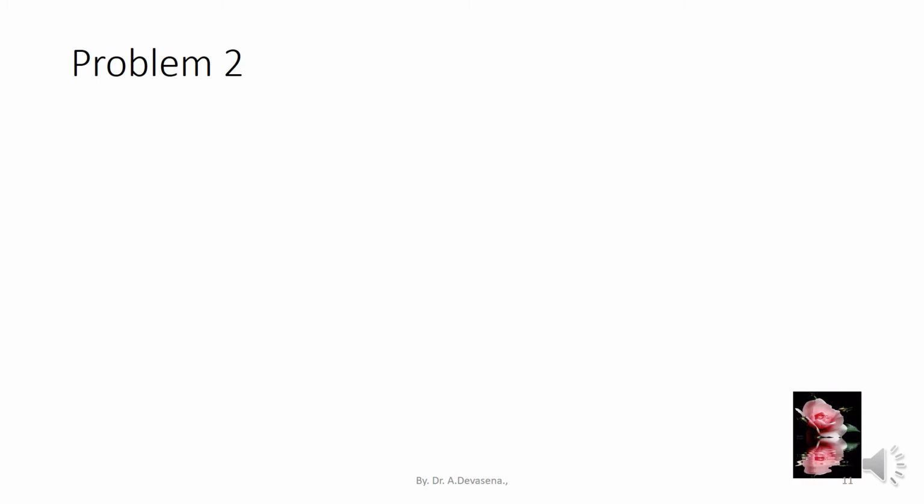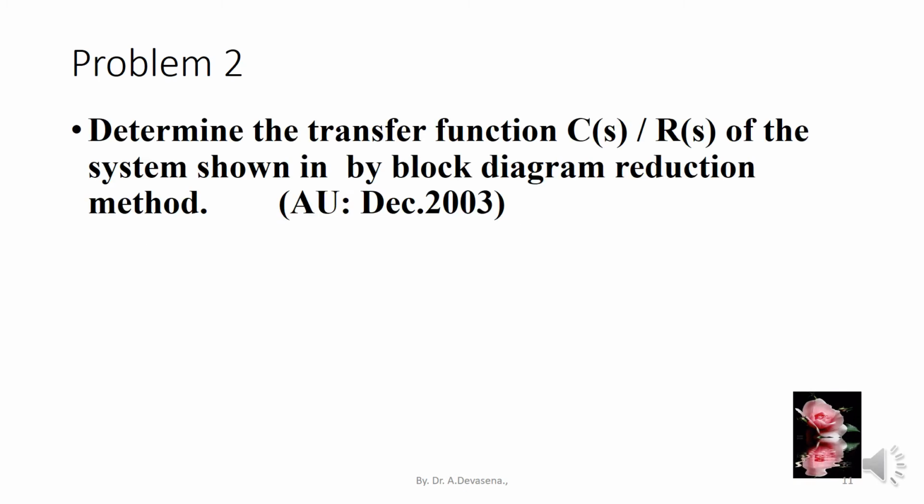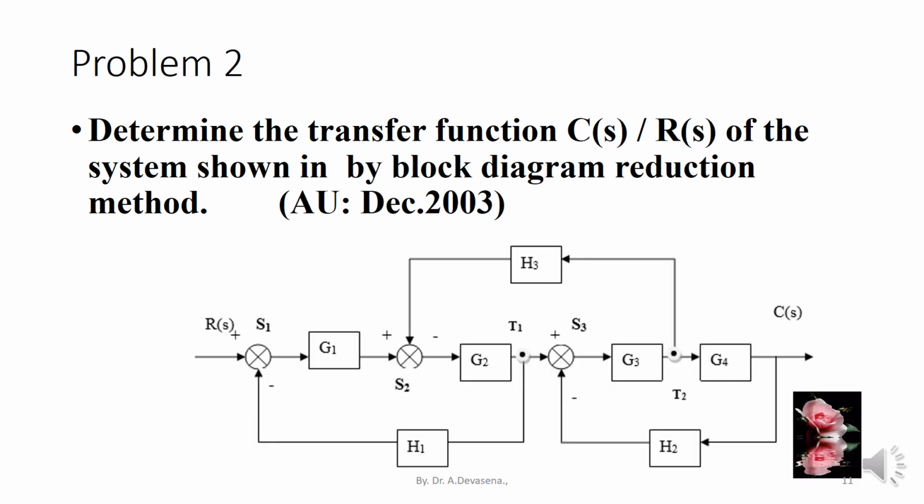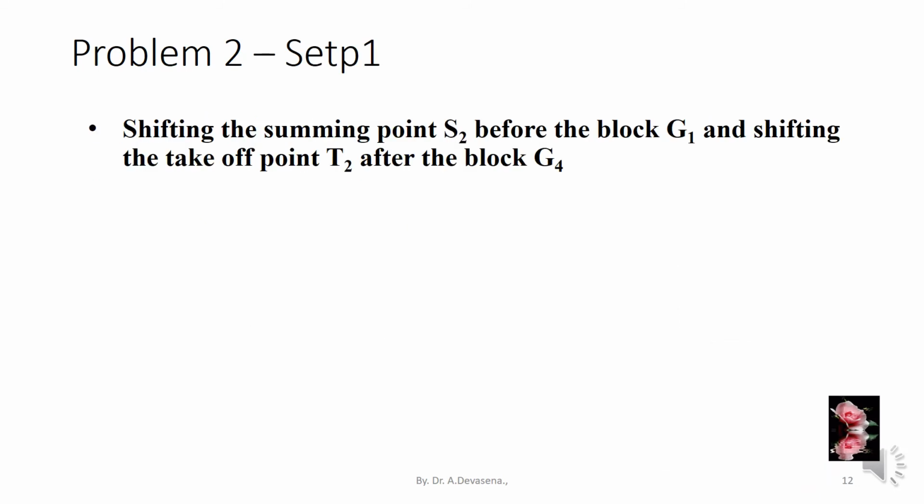Problem 2. Determine the transfer function C(s)/R(s) of the system shown by the block diagram reduction method. This is the given problem. For this problem, we are going to determine the transfer function C(s)/R(s) with the help of block diagram reduction techniques. Step 1. Shifting the summing point S2 before the block G1 and shifting the takeoff point T2 after the block G4 for the given block diagram.